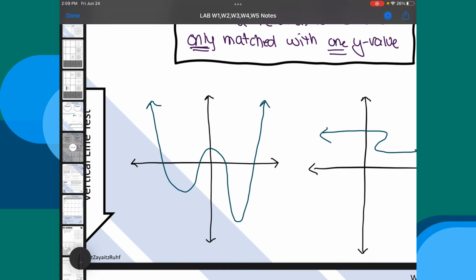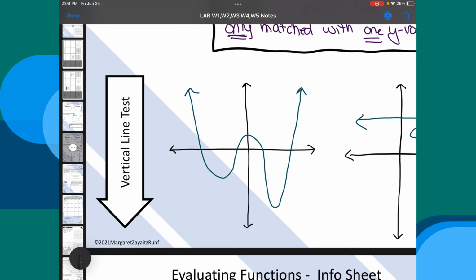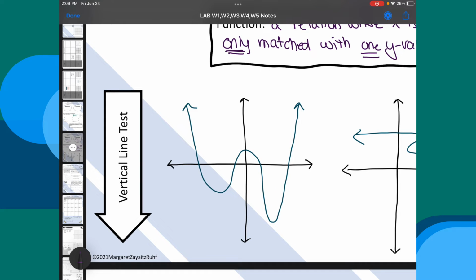When we have a graph, we have a special line to tell whether something is or is not a function. It's called the vertical line test. We draw one line vertically anywhere on the graph, and if it touches the graph only one time, then we would say that this is a function, since that x value is matched with only one y.